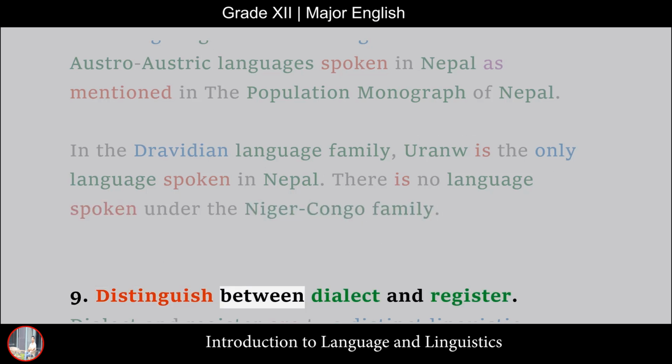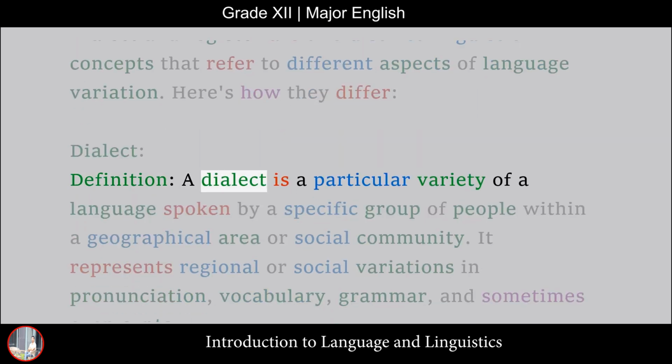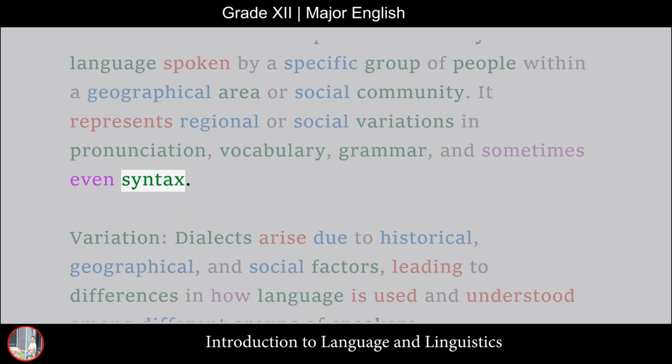9. Distinguish between dialect and register. Dialect and register are two distinct linguistic concepts that refer to different aspects of language variation. Here's how they differ. Dialect. Definition: a dialect is a particular variety of a language spoken by a specific group of people within a geographical area or social community. It represents regional or social variations in pronunciation, vocabulary, grammar, and sometimes even syntax.